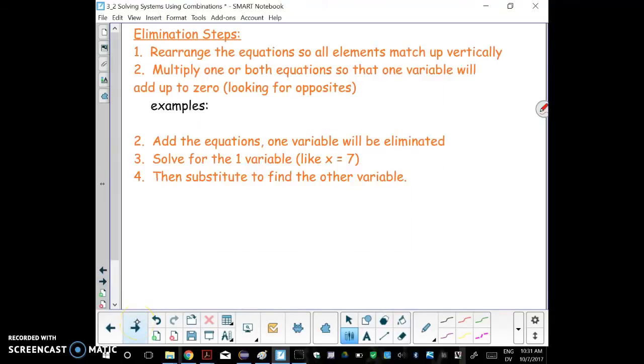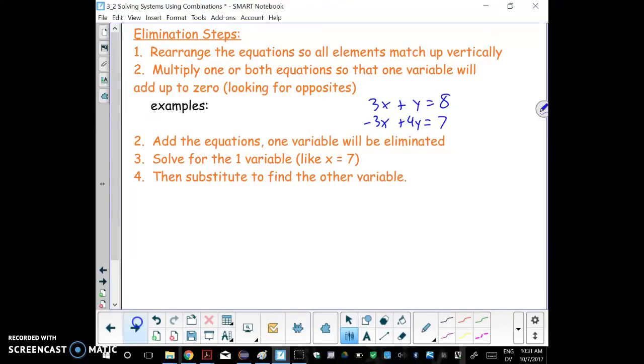Okay, so there's a bunch of steps for this, and if you want to jot these down, you can. If you feel like you know this method really well, it's not important to write them down, but basically the way you're going to want to do this is you want to line up the y's and the x's. So you want to get your system looking something like this. You want to get them so they line up the y's and the x's.